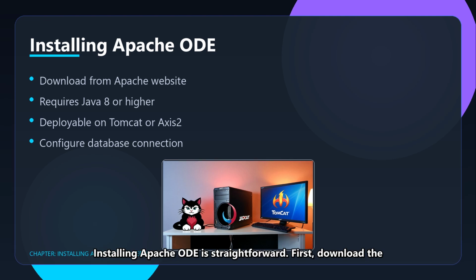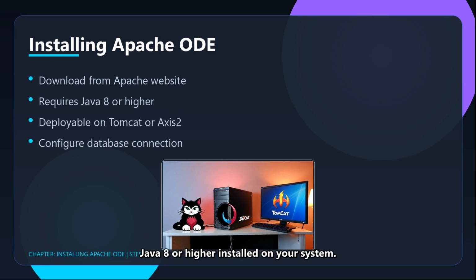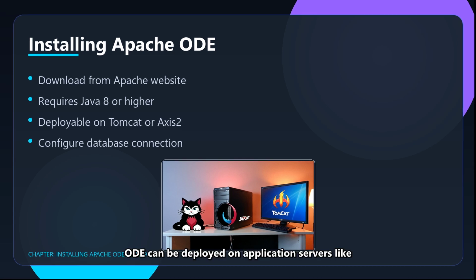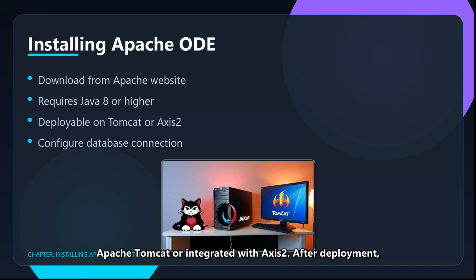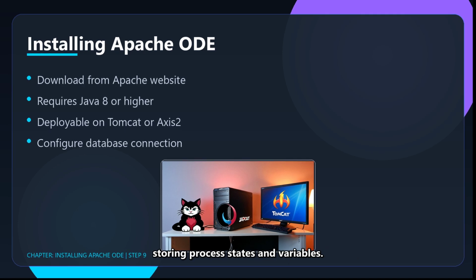Installing Apache ODE is straightforward. First, download the latest version from the Apache website. You'll need Java 8 or higher installed on your system. ODE can be deployed on application servers like Apache Tomcat or integrated with Axis 2. After deployment, you'll need to configure a database connection for storing process states and variables.